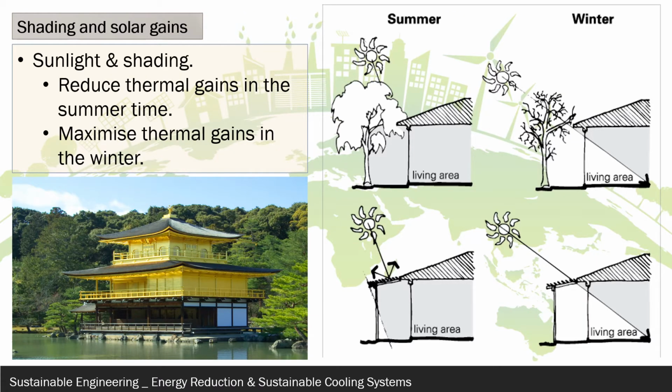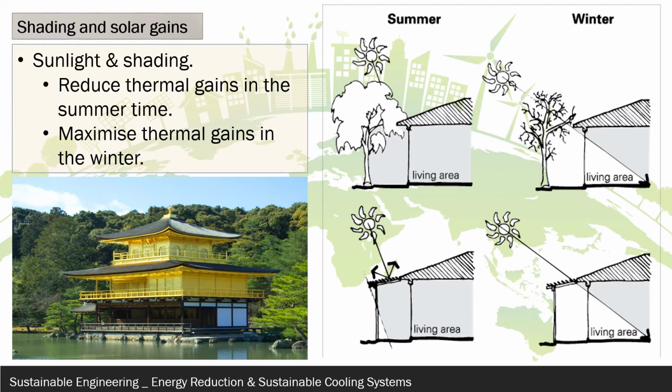Another technique, in line with the ones we've just seen, is making maximum use of shading and solar gains. As we've already spoken about, as the sun moves across the earth in different seasons, it can affect buildings differently. If you look at the diagram on the right hand side, this is shown in a bit more detail. Trees can shade buildings in the summer while allowing the sun's rays through in the winter as they shed their leaves.